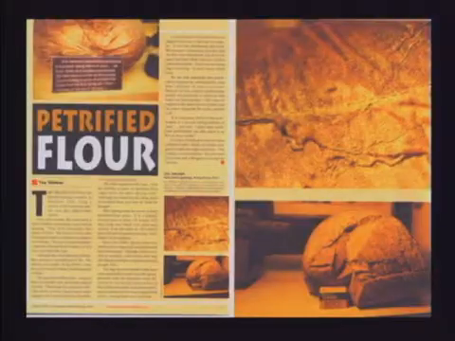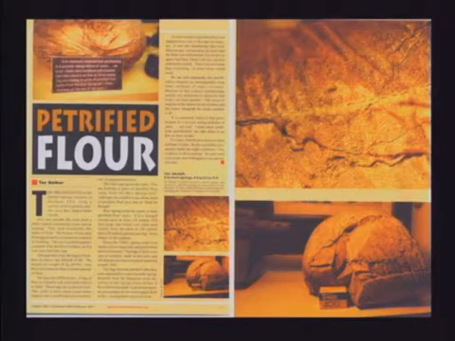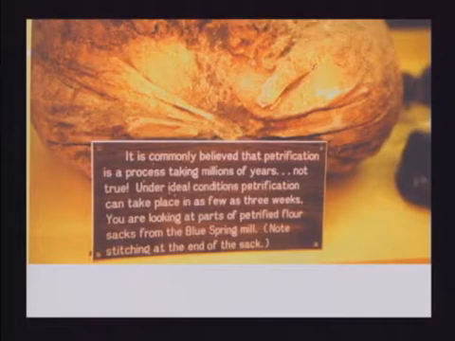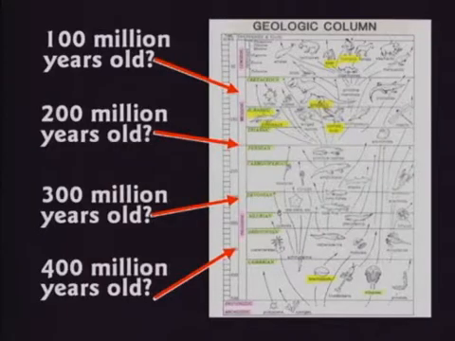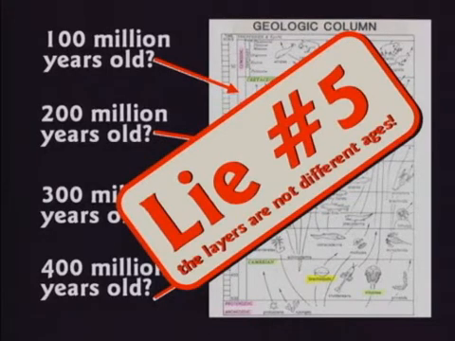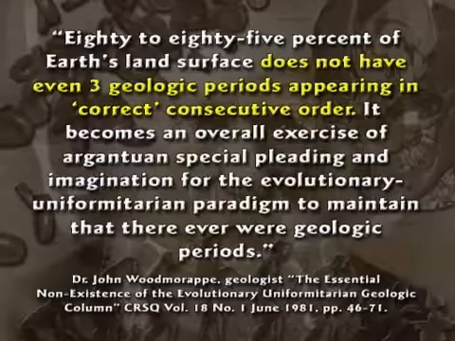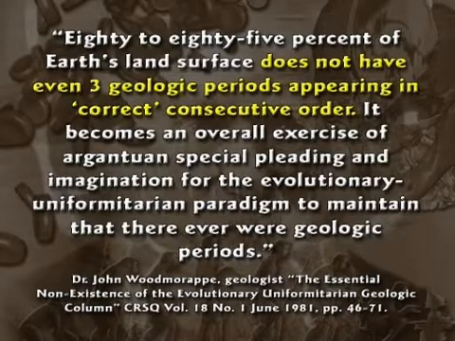There's petrified sacks of flour found in Eureka Springs, Arkansas, from a flour mill that flooded in the 1910s, I believe. So kids, when they tell you the layers are different ages, you're being lied to. That's not true. Don't believe that. 80 to 85% of Earth's surface does not even have 3 geologic periods appearing in correct consecutive order. This guy says it becomes an overall exercise of gargantuan special pleading and imagination for the evolutionary uniformitarian paradigm to maintain there ever were geologic periods.